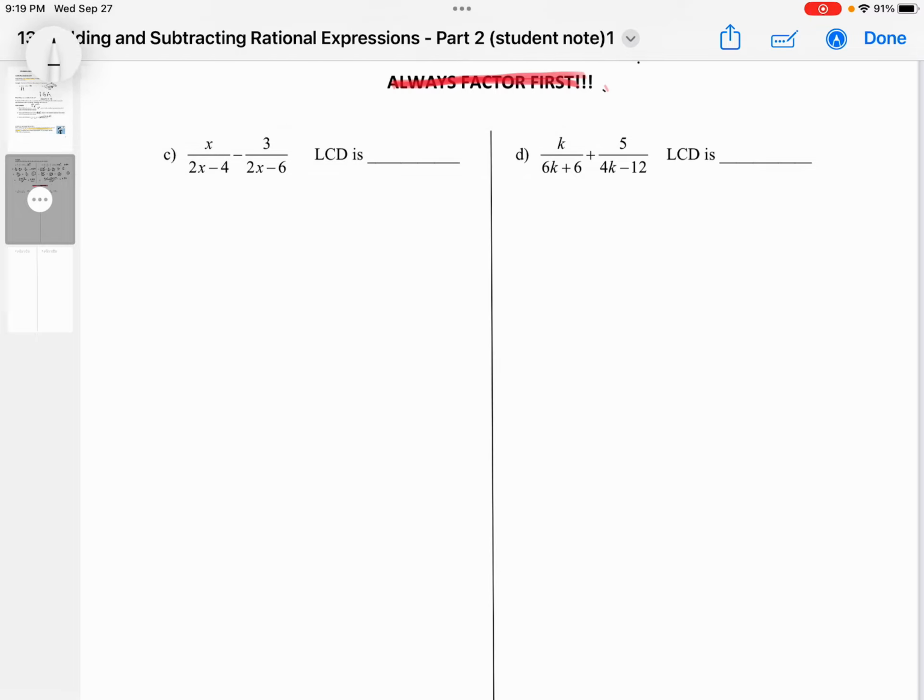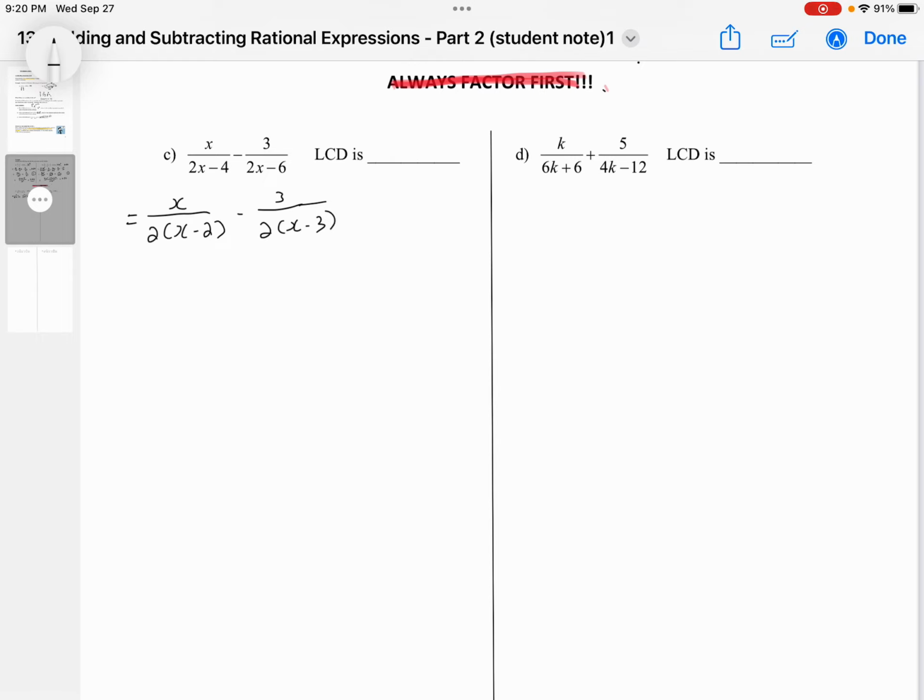Even right here it says find the lowest common denominator. No, not yet. Oh, I gave it away. Darn. First factor the denominators. So the denominator here has a common factor. And the denominator here has a common factor. And that's going to affect my choice for the least common denominator. So, watch this. Once factored, finding the least common denominator.